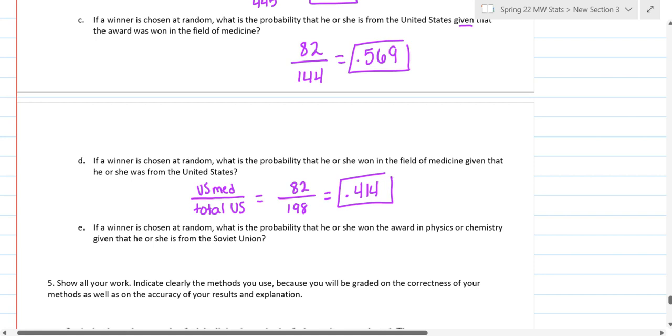And then part E, if a winner is chosen at random, what is the probability that he or she won the award in physics or chemistry, given that he or she is from the Soviet Union? So for the Soviet Union, looking back at the table, there's a total of 18. So physics in the Soviet Union is 10, plus, because it's or, chemistry from the Soviet Union is 7. And then 10 plus 7 is 17 out of 18. They only had 1 in medicine, so there was just 1 left. 0.944.